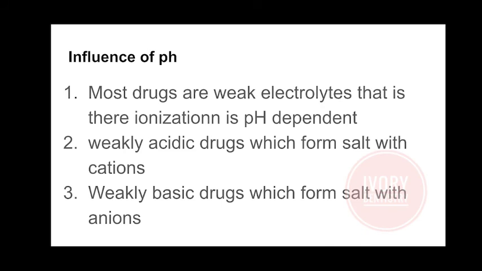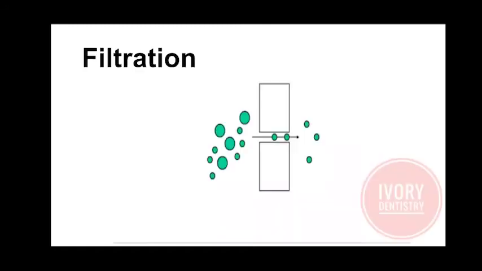Influence of pH. Most drugs are weak electrolytes, that is, their ionization is pH dependent. Weakly acidic drugs form salts with cations, for example sodium phenobarbital, sulfadiazine, and weakly basic drugs form salts with anions, for example atropine sulfate, ephedrine HCl, chloroquine phosphate, etc.